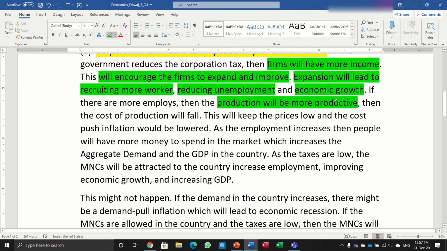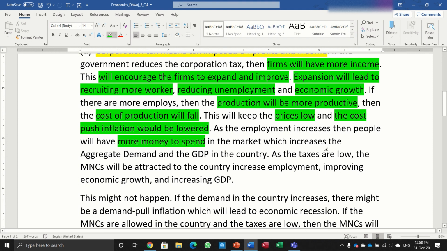Production will be more productive, the cost of production will fall. This will keep the prices low and cost push inflation would be lower. As employment increases, people will have more money to spend in the market, more income to spend in the country, which will increase the aggregate demand and the GDP of the country.